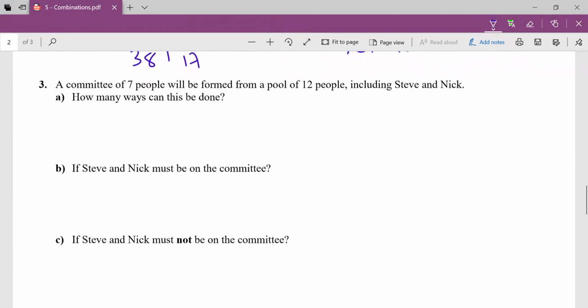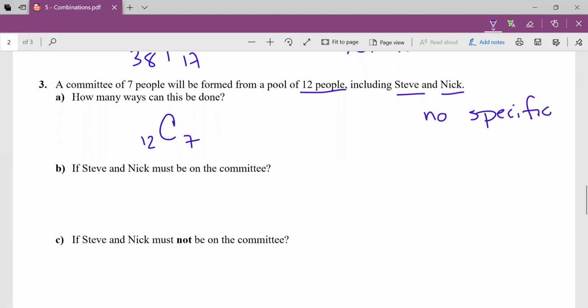Let's look at one more here. A committee of seven people will be formed from a pool of 12 people, including Steve and Nick. How many ways can this be done? Okay, so it's a committee of seven people. So order doesn't matter because I'm not assigning specific roles. So if there are no specific roles, it's a combination. If I was assigning someone roles like president, vice president, secretary, then it would be a permutation. So there's 12 people. I need seven of them, just like that.